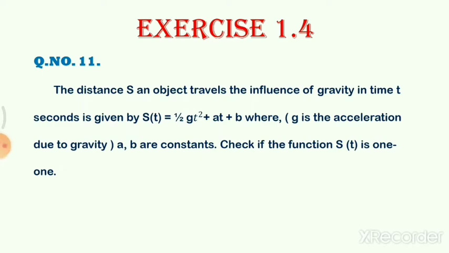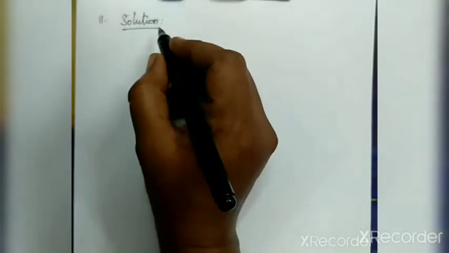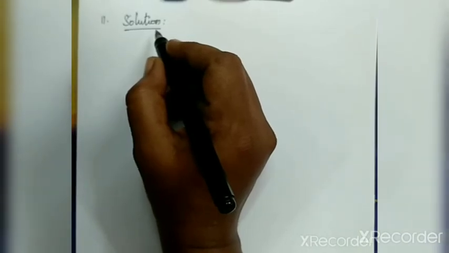The distance s an object travels under the influence of gravity in time t seconds is given by s of t equal to half g t square plus a t plus b, where g is the acceleration due to gravity, and a and b are constants. Check if the function s of t is 1 to 1. This is the question given. Now we are going to do the solution for the 11th sum.